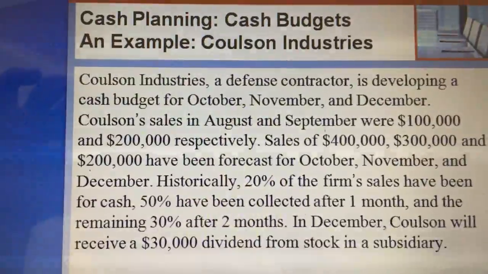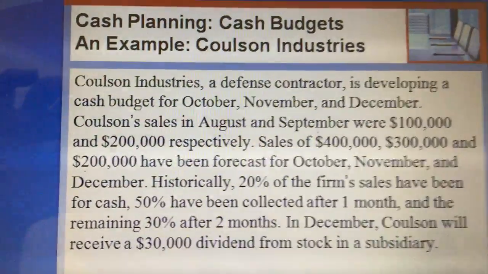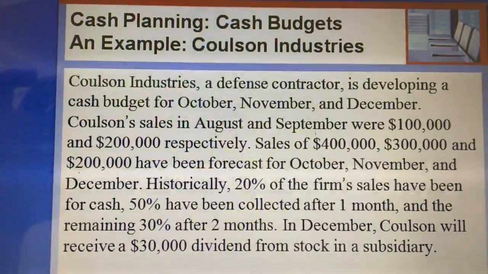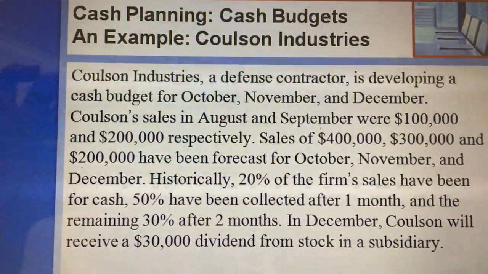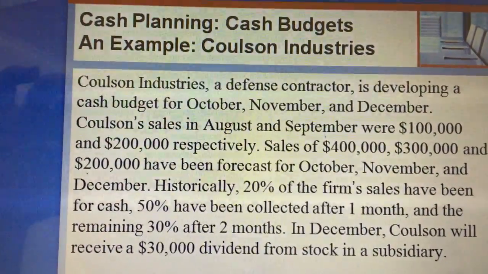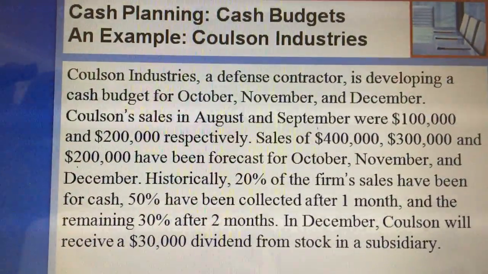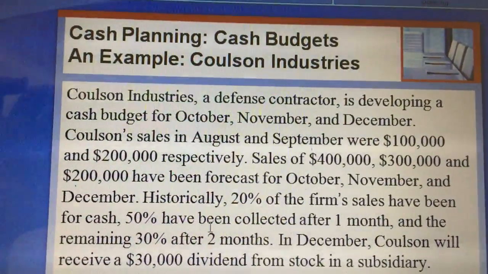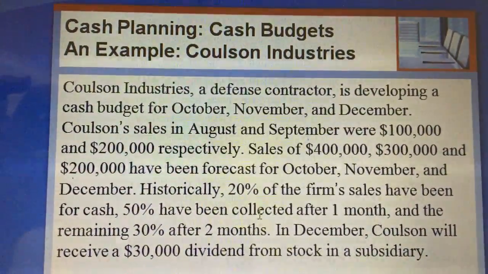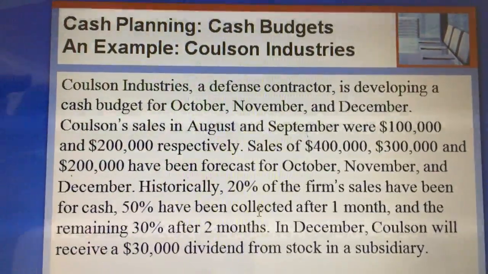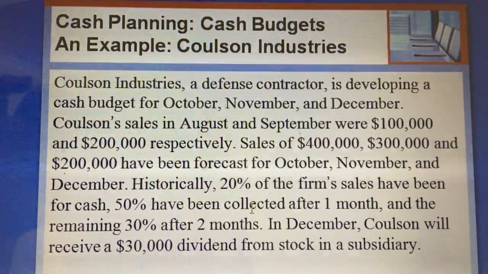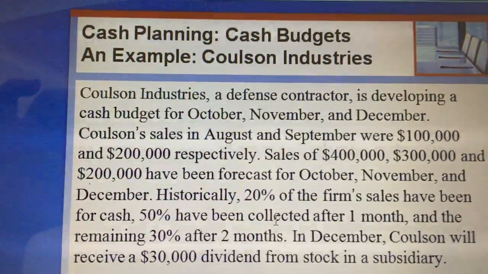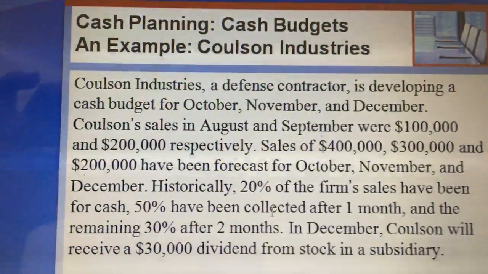Historically, 20% of the firm's sales were for cash, because if you stop and think about this, if we are on accrual accounting, we're accepting cash and credit card. Okay, so 20% of the firm's sales have been for cash. And then when people pay us, or they promise to pay us, not everybody pays in the first month. So what's happened here is 50% will pay in the first month, 50% of the sales. And then 2 months later, we'll get some past due money. 30% of the sales would be paid 2 months later. Okay. And then it also tells some extra income from dividends that are going to be received.